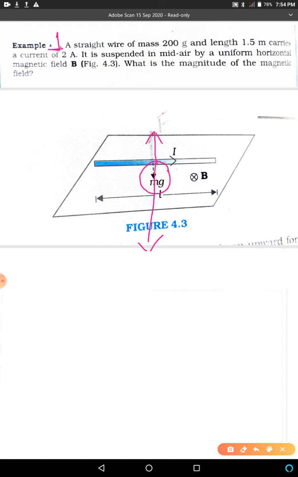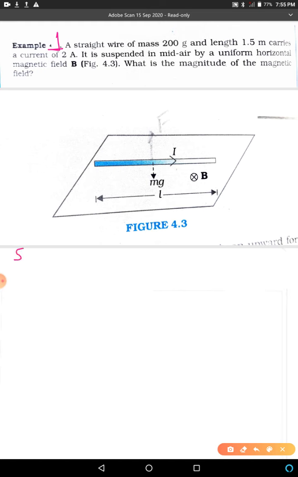So there is another force which is acting vertically upward. This force is due to the magnetic field. This is the force produced by the magnetic field on a straight current carrying conductor. So when this weight mg and this force due to the magnetic field balance, then the wire will be suspended in the mid-air.